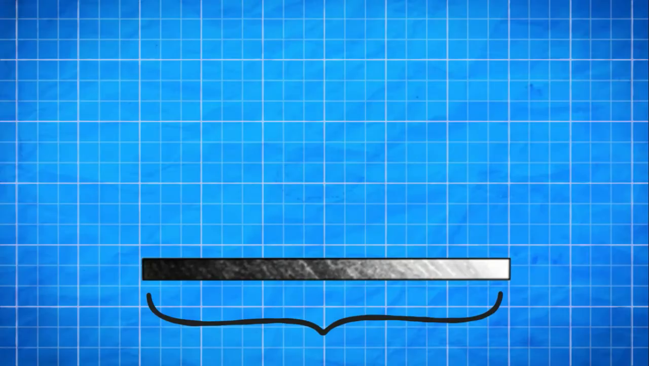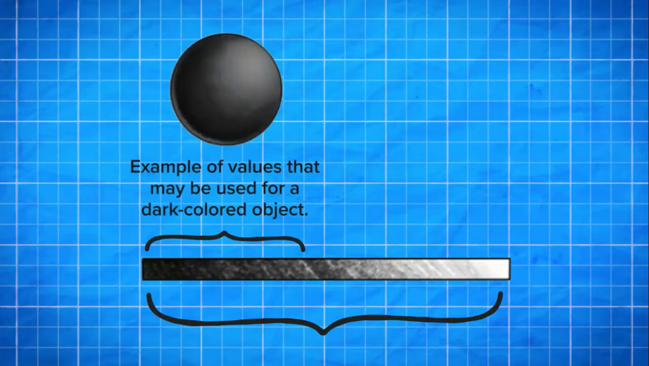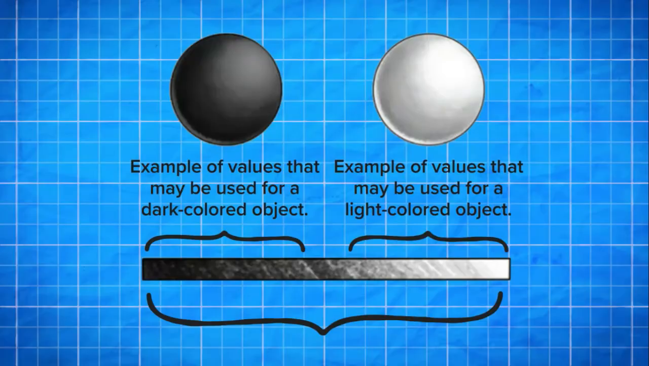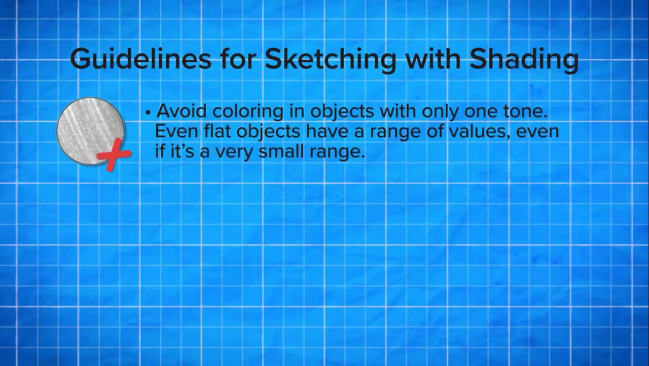Don't be afraid to use a wide range of values to create contrast, but don't overdo it. Very few items will use the full spectrum from white to black. Notably, metallic objects or dark-colored objects with extremely bright lighting. Avoid coloring in objects with only one tone. Even flat objects have a range of values, even if it's a very small range.